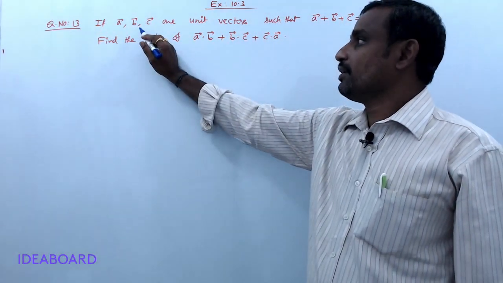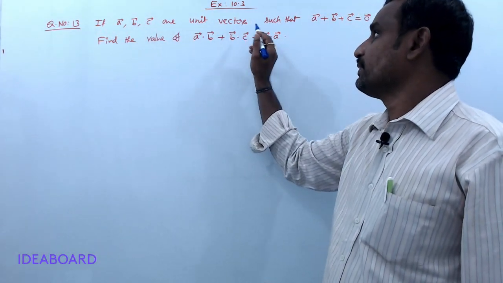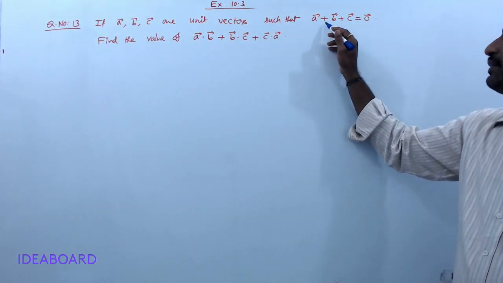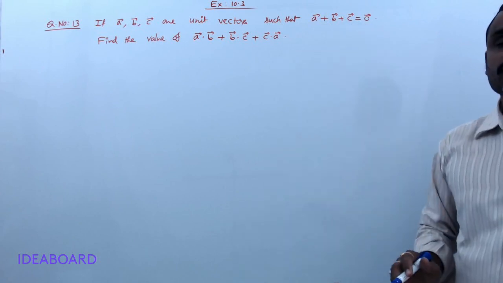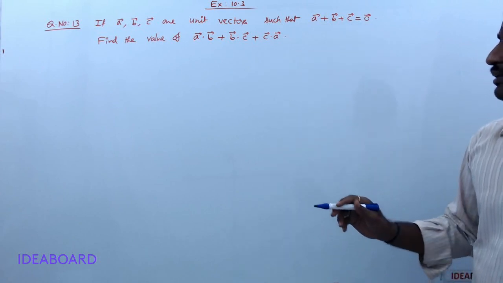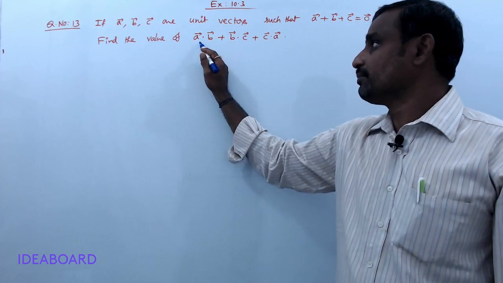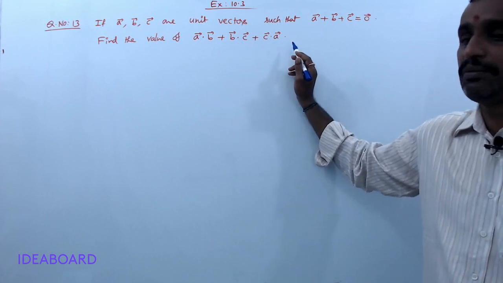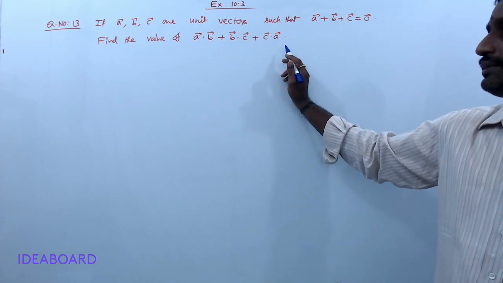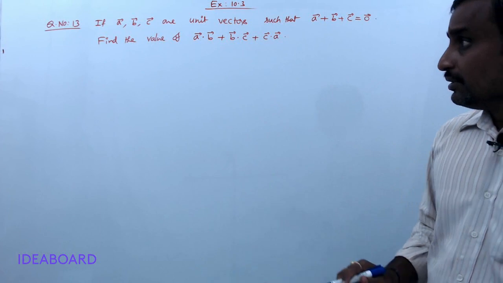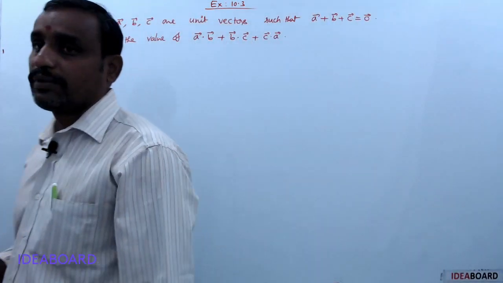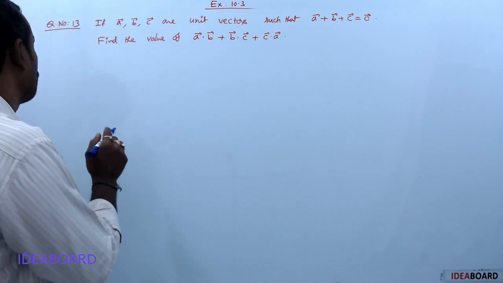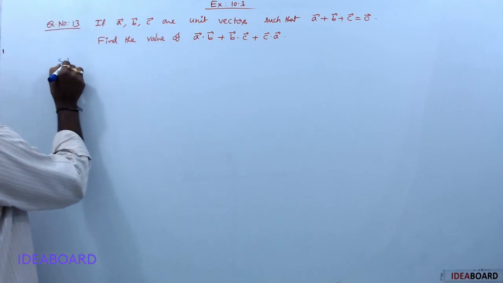If a bar, b bar, c bar are three unit vectors such that the sum of these three vectors is equal to 0 bar, then find the value of a bar dot b bar plus b bar dot c bar plus c bar dot a bar. How to solve this question? From the given question, first we can take the solution for that.